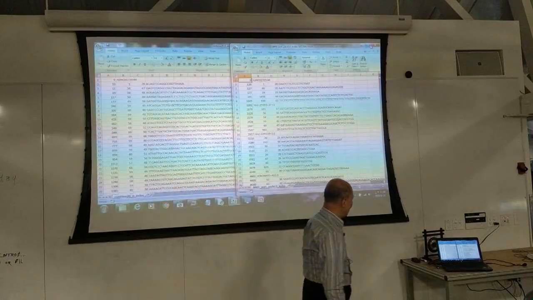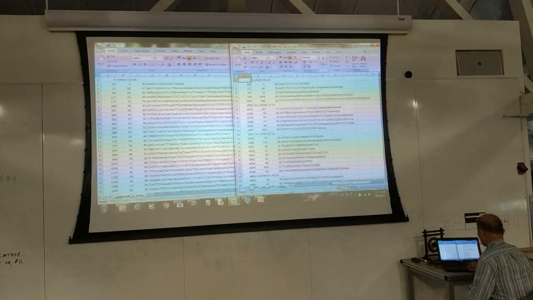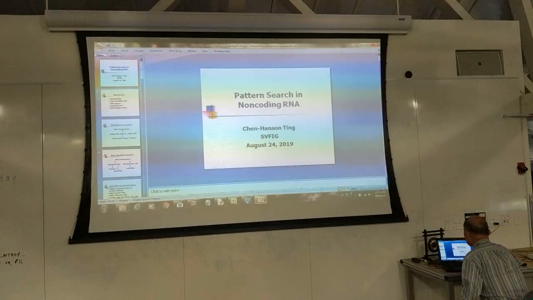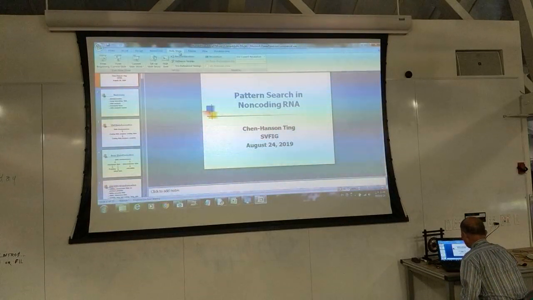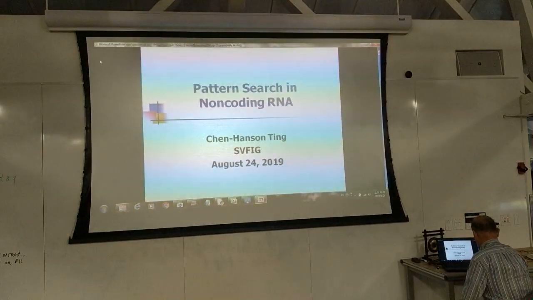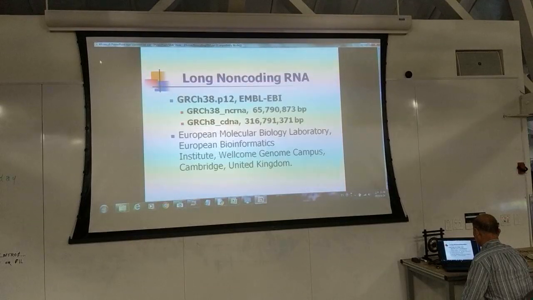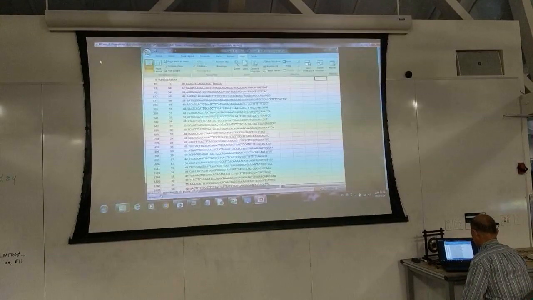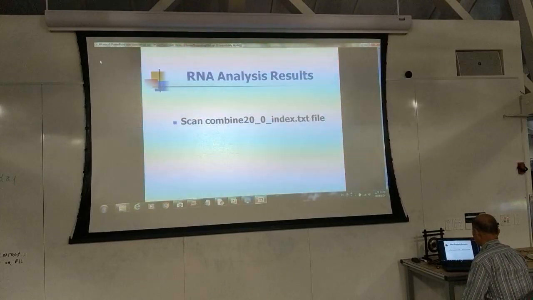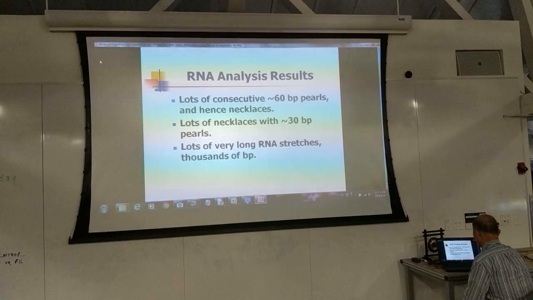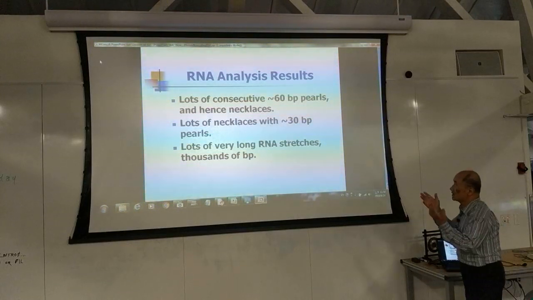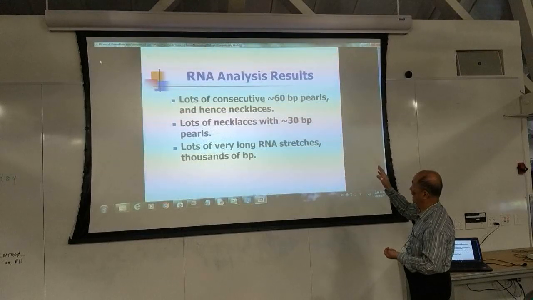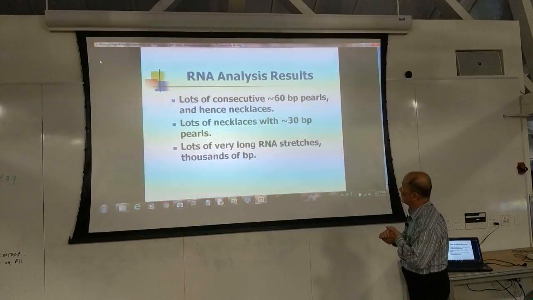Let me just go back to this thing, the computer form analysis and the results. I've shown you the scan file. Here are lots of consecutive 60 base pair pairs, and hence necklaces. Lots of necklaces with 30 base pair pairs. But there are also very long stretches of the RNA, and these long stretches are actually repeated in the database.